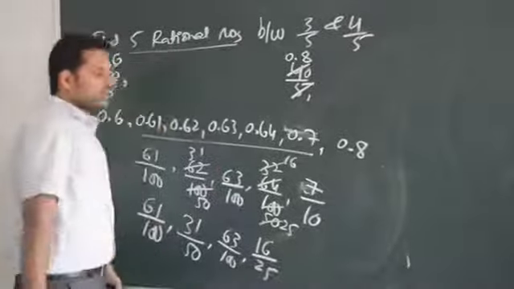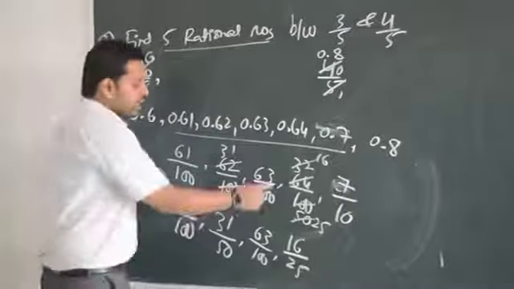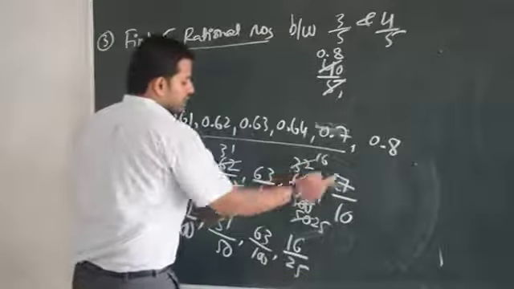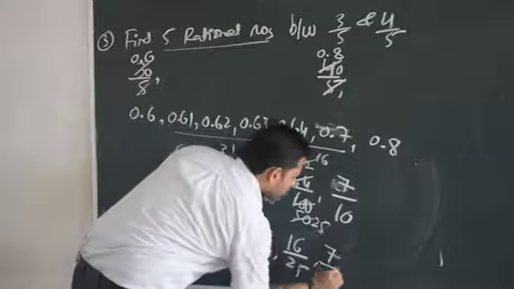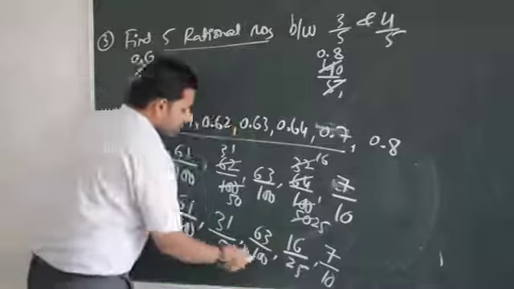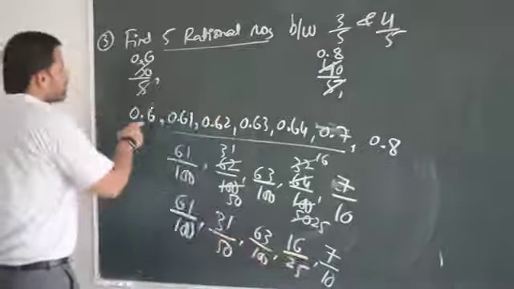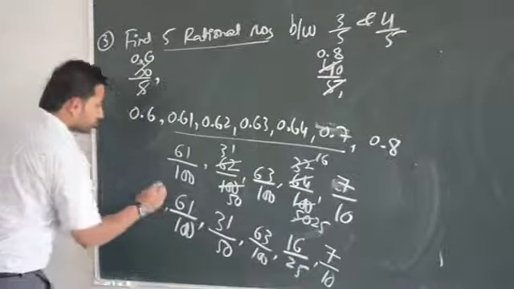Are you understanding what I am trying to say? Very simple, right? 2 32s are, 2 50s are, 2 16s are, 2 25s are. So 16 divided by 25. Then 7 by 10 as usual is remaining. How many are there? 1, 2, 3, 4, 5. Done.